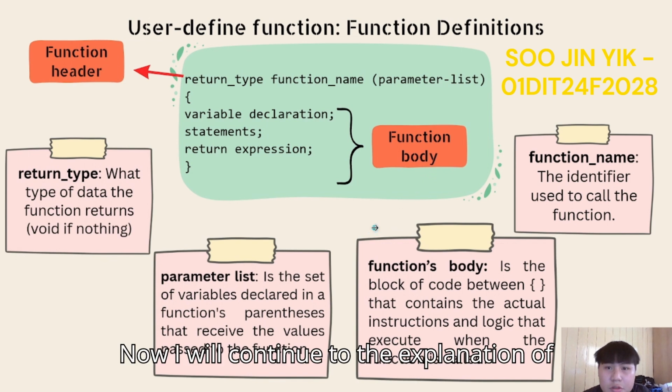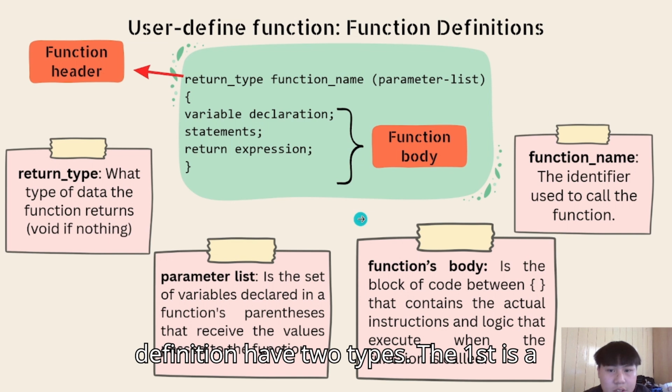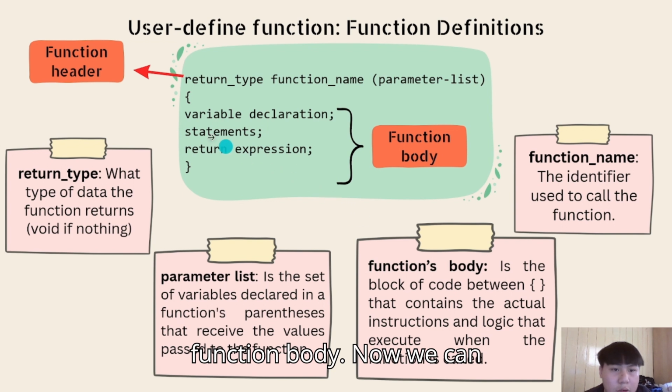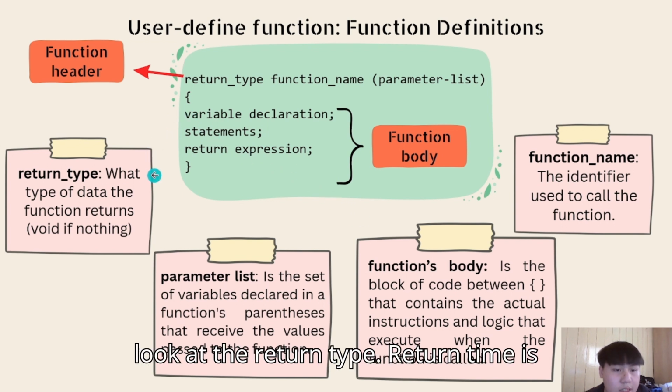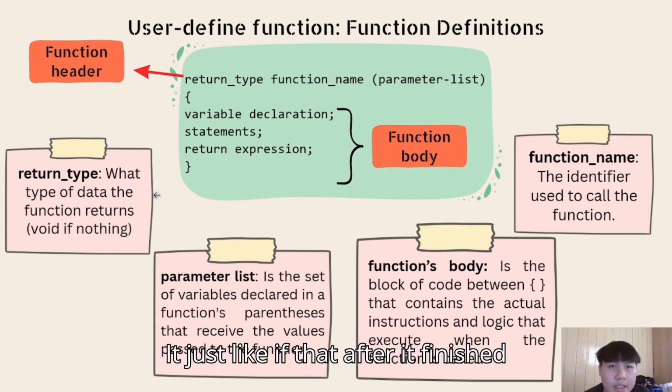Now I will continue to the explanation of the function definition. The function definition has two parts. The first is the function header and the second is the function body. Now we can look at the return type. The return type is the type of data the function returns. It's what it gives back after it finishes the task.